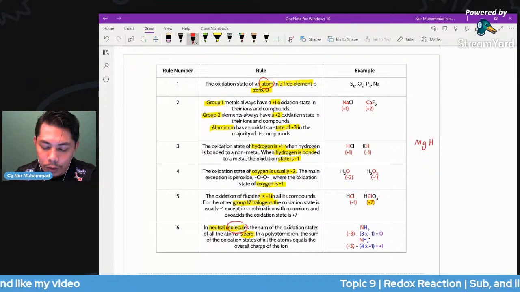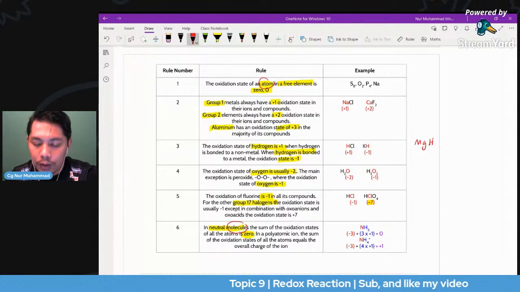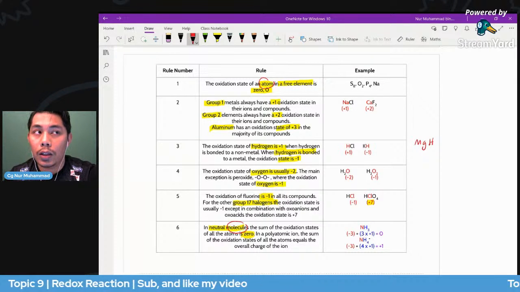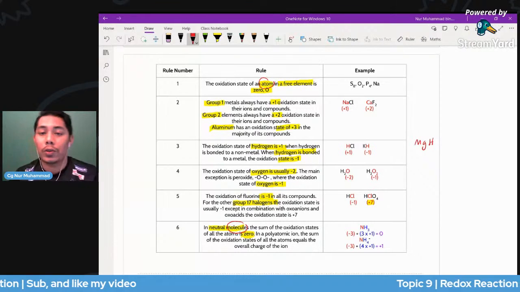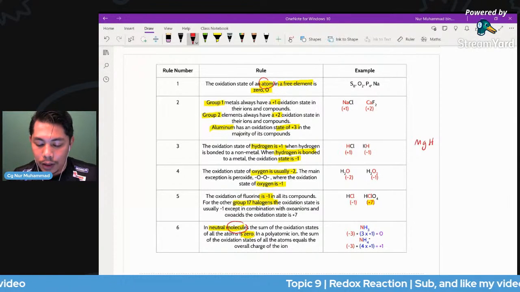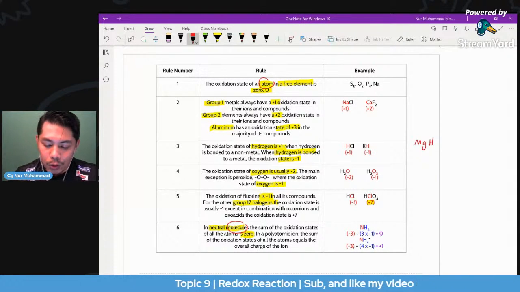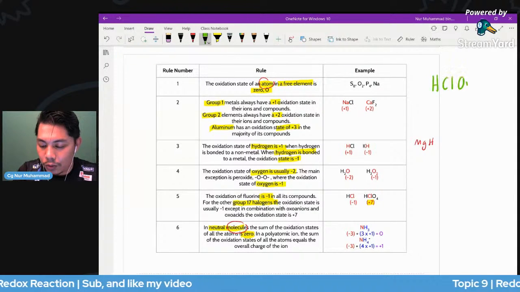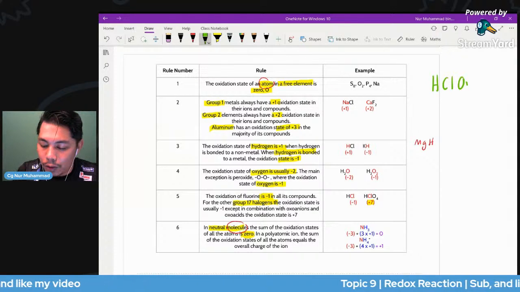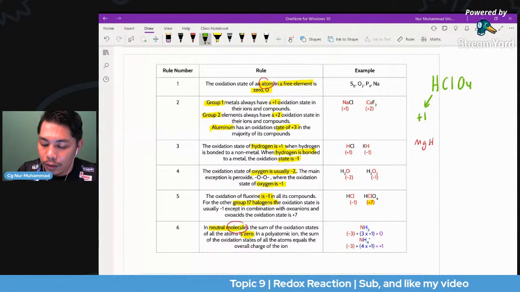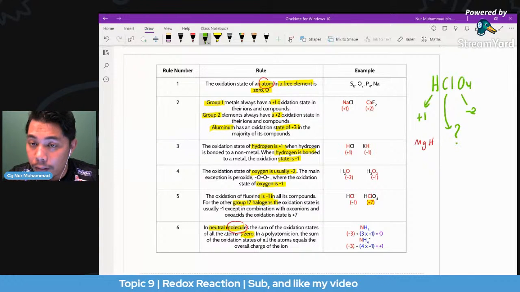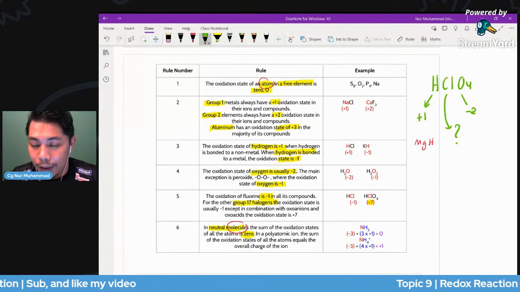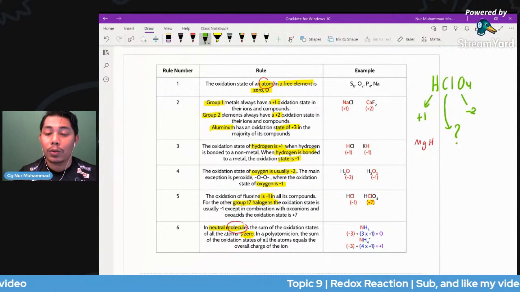So why this rule is important? Because you have to calculate the unknown oxidation state of the compound. Contohnya soalan tu dia bagi HClO4. Hydrogen kita tahu dah positive 1, oxygen negative 2. Cl tak semestinya negative 1. So you have to calculate the oxidation state for chlorine. That's why you have to remember this rule.